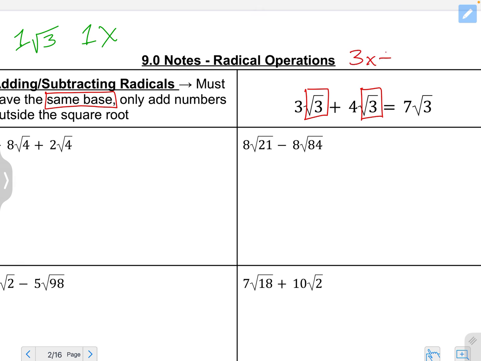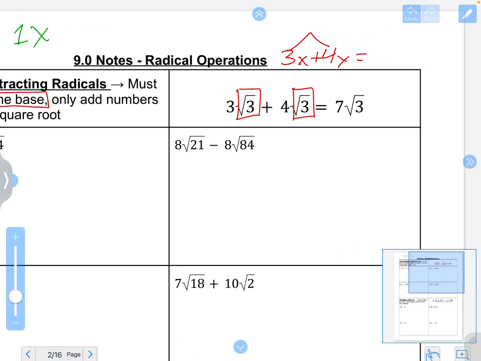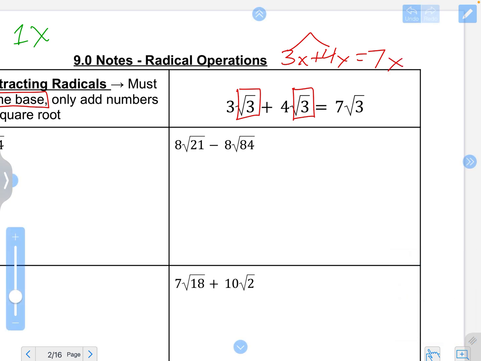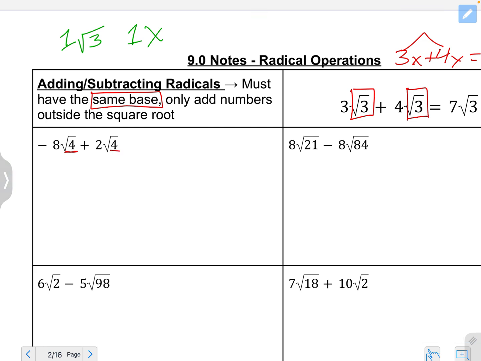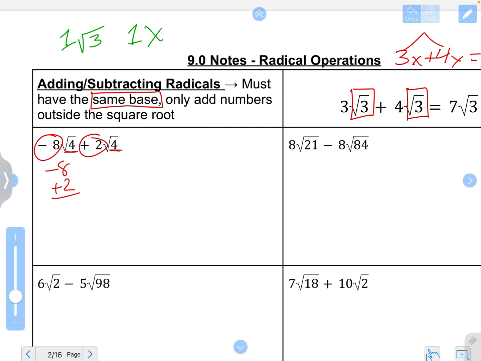So if it was 3x plus 4x, we would simply add the 3 and the 4, and that would get us 7, and then we would just write down the x. That's all we're doing: making sure that the numbers inside the radicals are the same, and then doing whatever math operation the numbers tell us to do. So negative 8 plus 2 is going to be negative 6, and so we're going to have negative 6 square root of 4 as our answer.